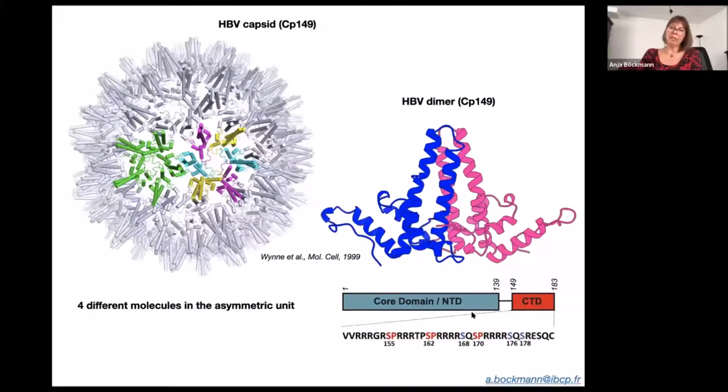And you can see here the organization of the sequence. So the assembly domain is from residue 1 to 149. And then you have the C-terminal domain, which is essentially responsible for the RNA interaction. And you see that there are many arginines here. And also that you have several phosphorylation sites here, which are very important also to direct the capsid maturation and also afterwards interaction with the nuclear import factors and so on.